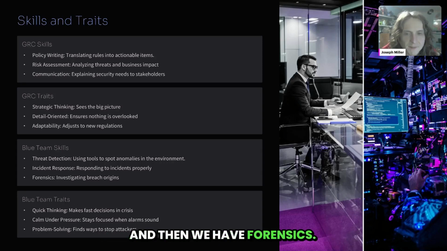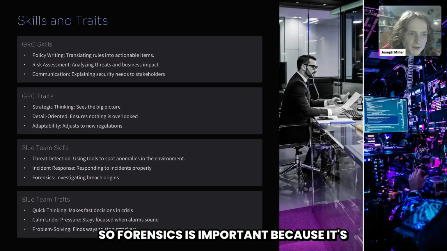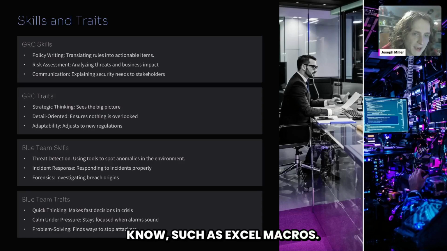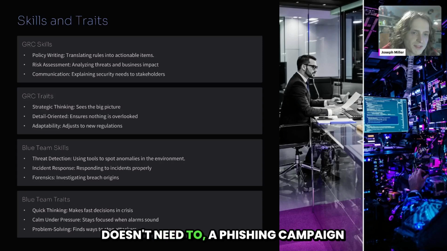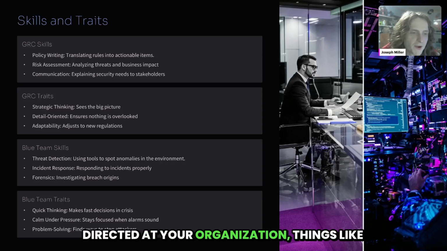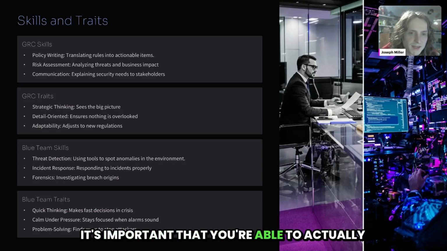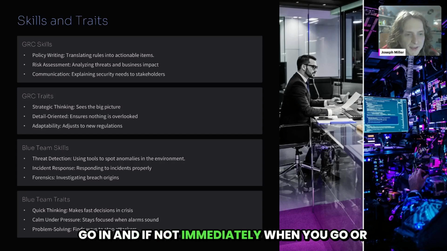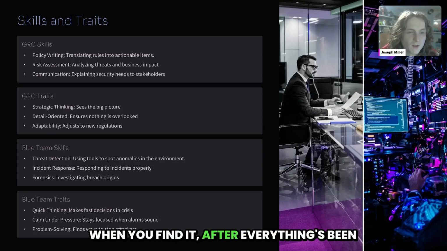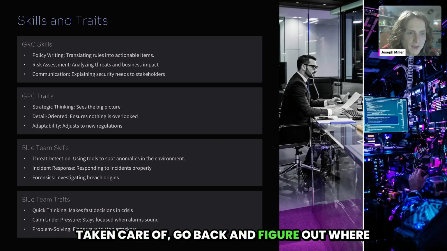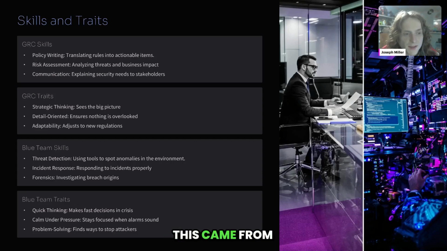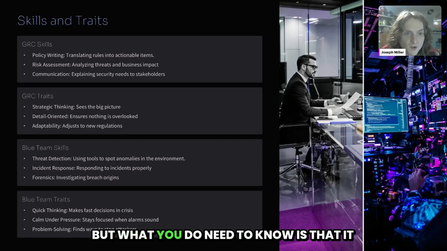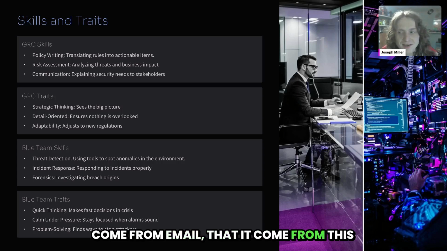And then we have forensics. Forensics is important because it's about investigating breach origins, such as Excel with macros causing some kind of issue to a device, downloading something it doesn't need to, a phishing campaign directed at your organization, things like that. It's important that you're able to go in and, if not immediately when you find it, after everything's been taken care of, go back and figure out where that came from. You don't necessarily need to know this came from China, this came from South America, things like that. But what you do need to know is, did it come from email? Did it come from this website?